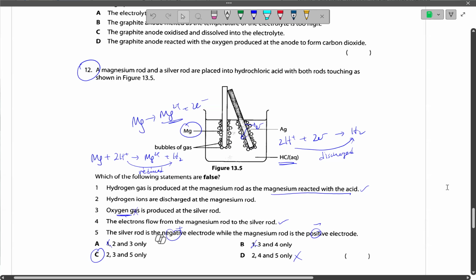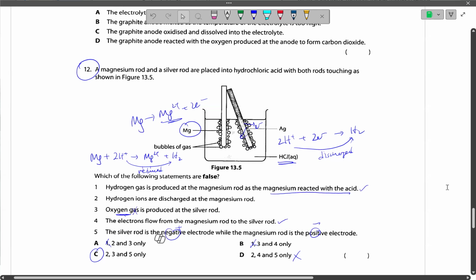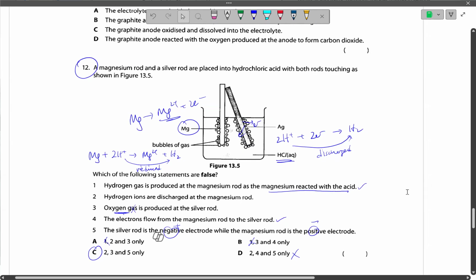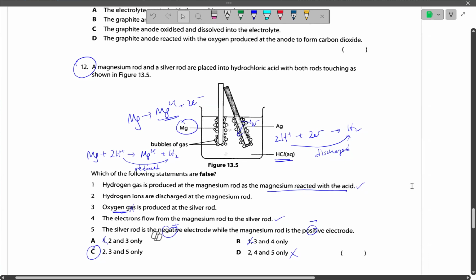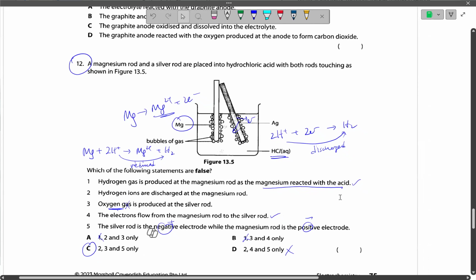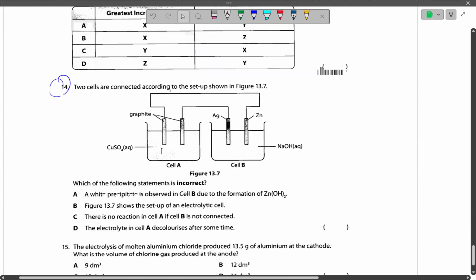Okay, so this question is a little bit more difficult. All right, let's move to the next one.